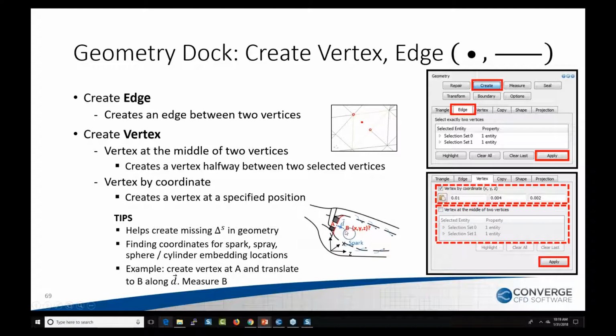If you want to see where this spark location was, I can create a vertex at the center of a certain geometry. I can translate it along a certain direction and make that measurement. That's how I know that the spark is located at a certain distance from this face. So this will help me find what the location of the spark, or the location of the embedding, should be. This sometimes comes in handy if you want to make certain measurements.